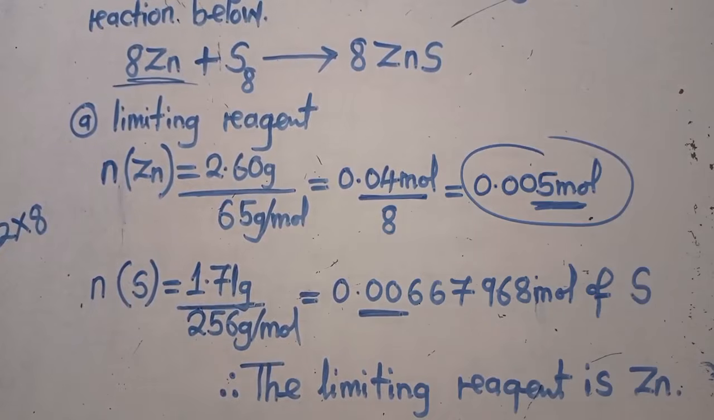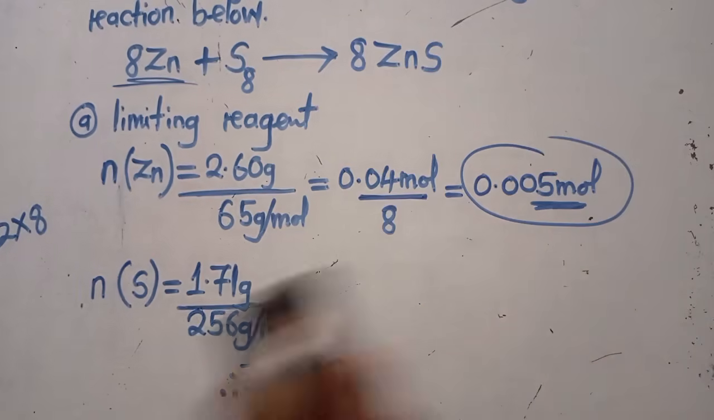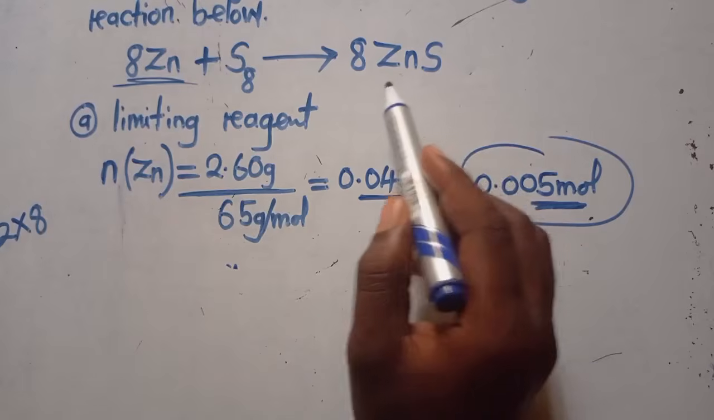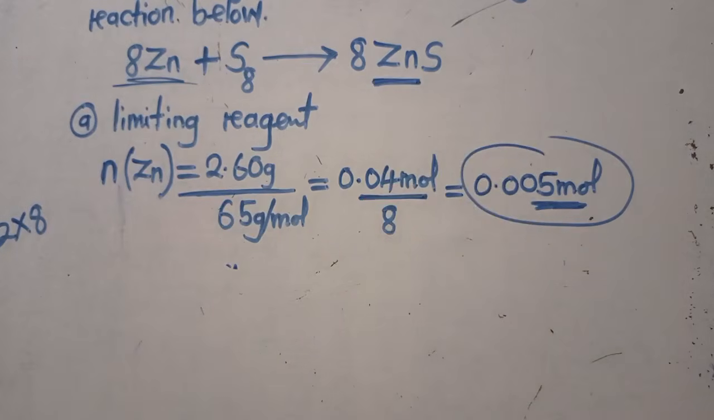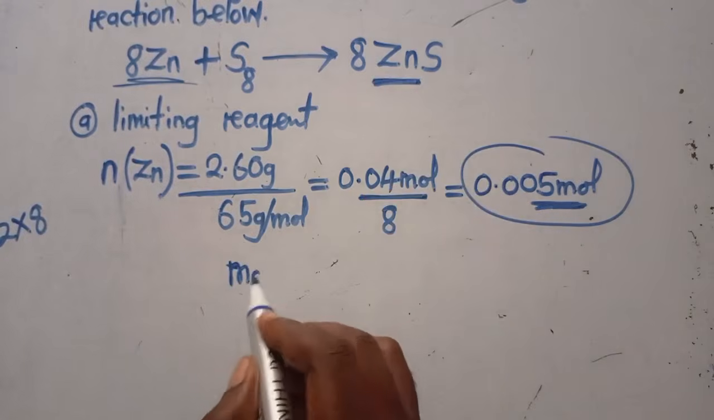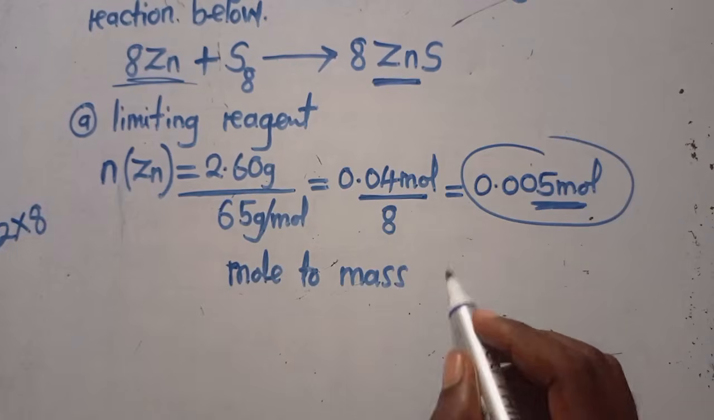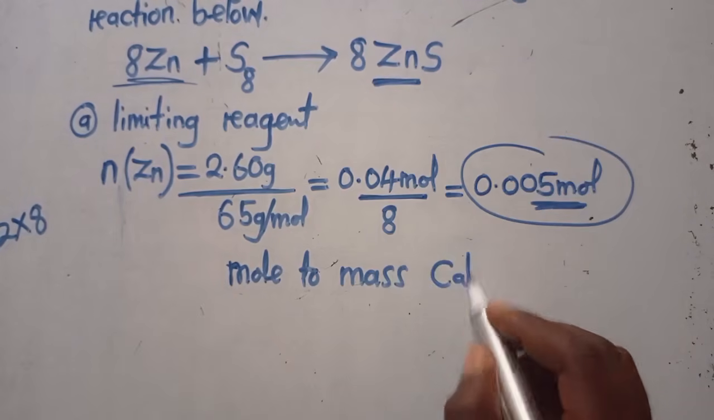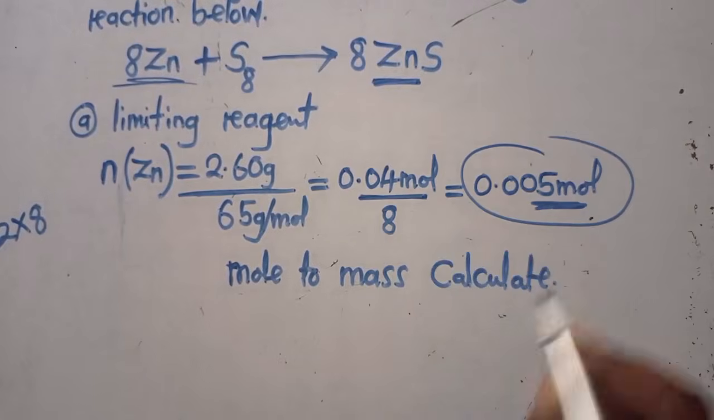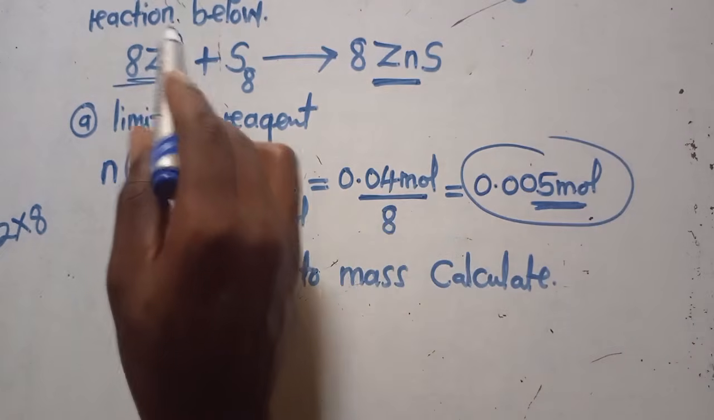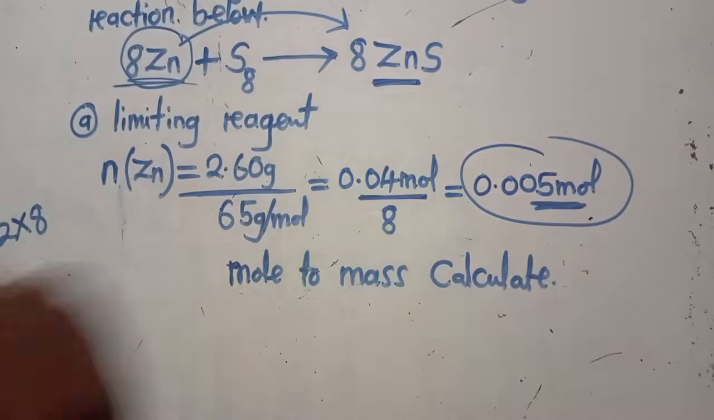We move now to the next question. The next question asks: what was the mass of zinc sulfide produced? Which calculation am I going to use here? I'm going to use a mole to mass calculation, so that I make things very simple. I get to use the limiting reagent, zinc.